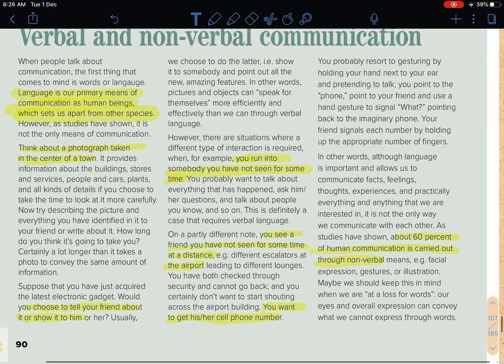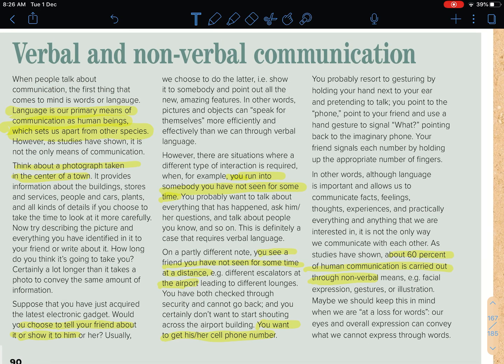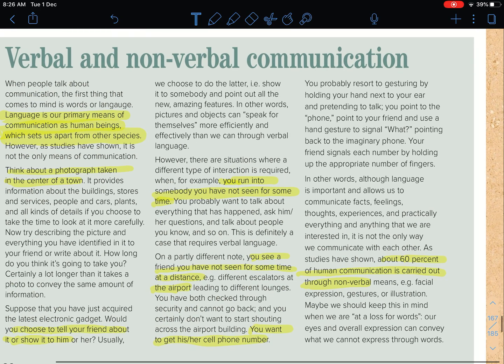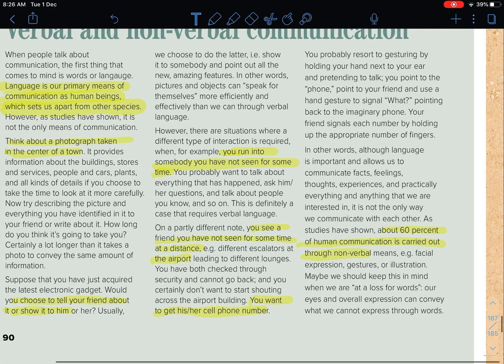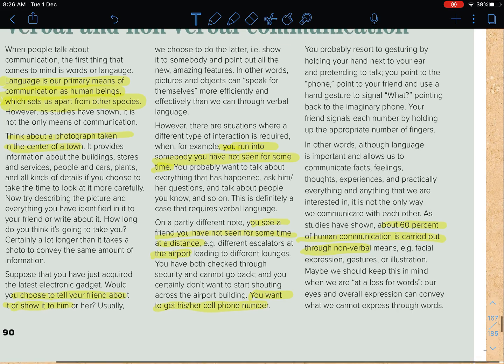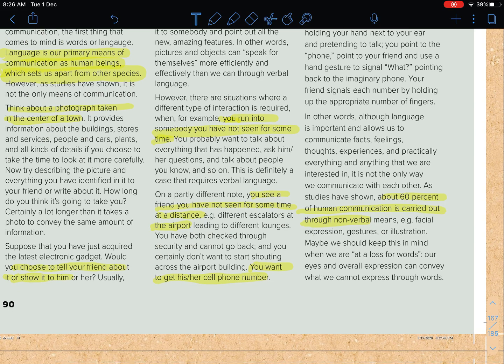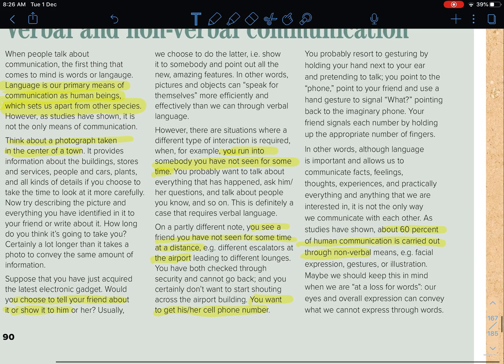Do you choose to tell your friend or to show him the new gadget? Okay. As for the one which is mentioned in this paragraph, for example, when you run into somebody you haven't seen for some time, how would you communicate? And another argument which is used in this paragraph is when you see a friend that you haven't seen for some time at the airport and you want to get his or her phone number.